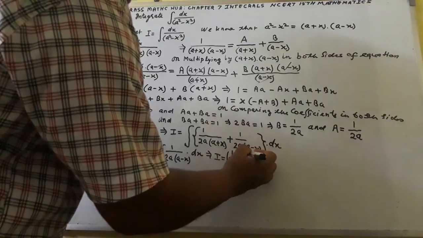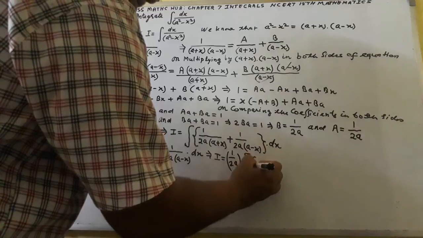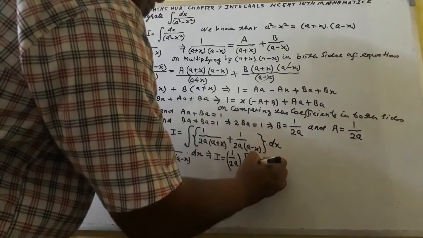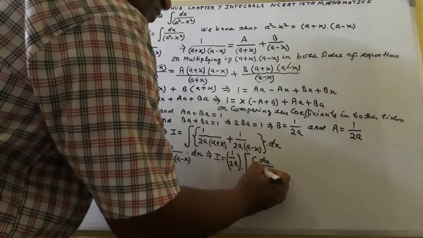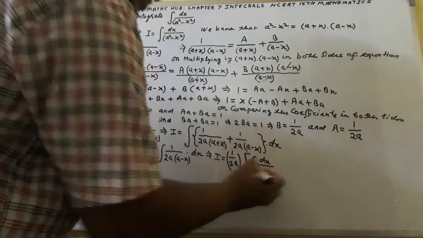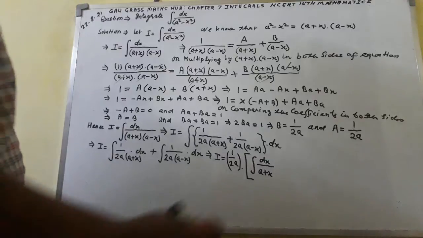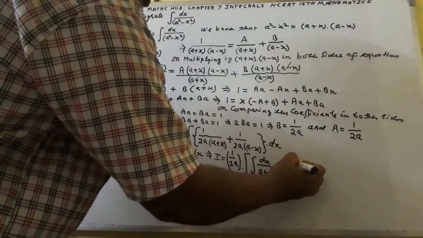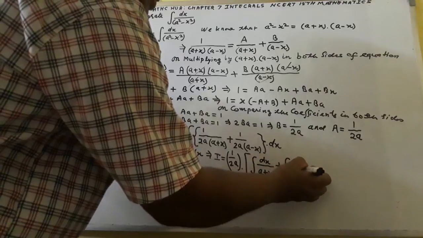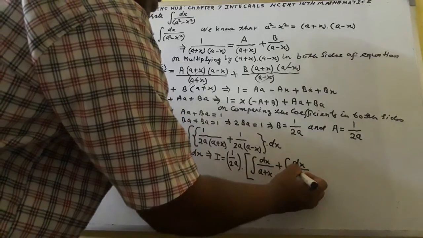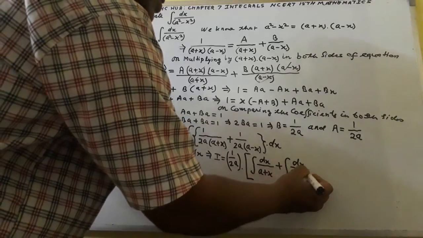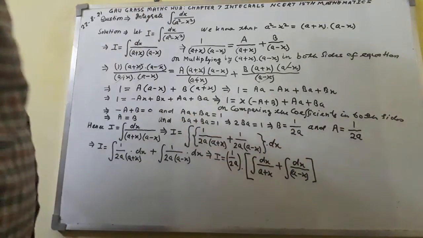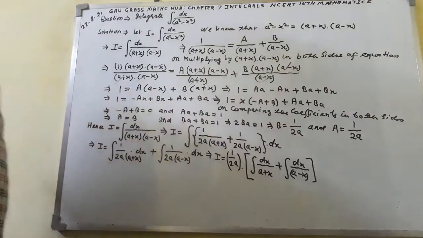Square bracket, integral dx over a plus x, this one will be written, plus integral dx over a minus x, I shall write this one, close the square bracket. The value of I we have got.